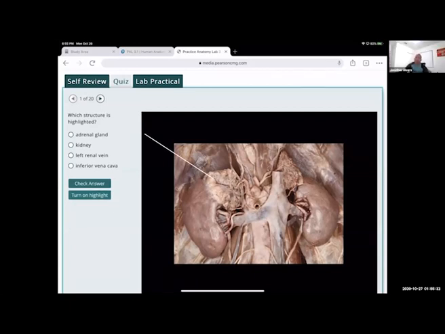Adrenal gland. Here's the kidney. Here's your portal system where the blood is coming into the kidney. This is your kidney. On top of the kidney sits the suprarenal gland, or the adrenal gland.